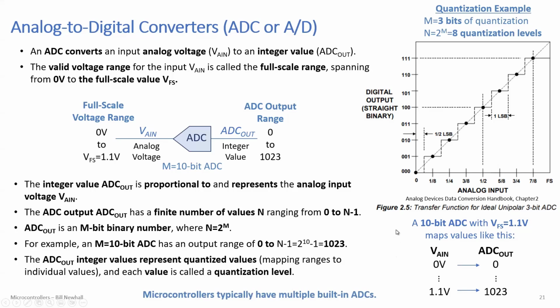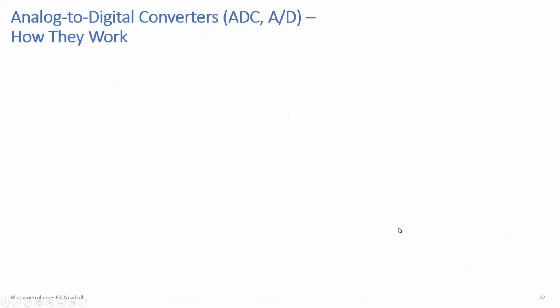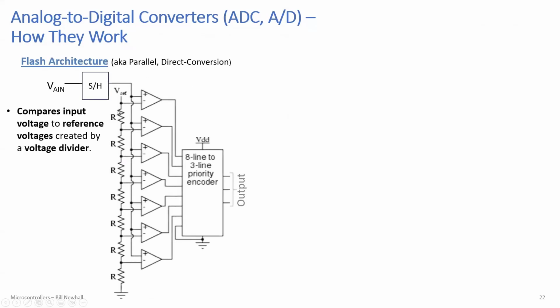All right, so let's take a look at how these work. Let's take a look at a couple of common examples. There are a few different methods here, but sort of a more intuitive architecture is the flash architecture, also called parallel or direct conversion. And you can think of this architecture comparing the analog input voltage to multiple different voltage levels.